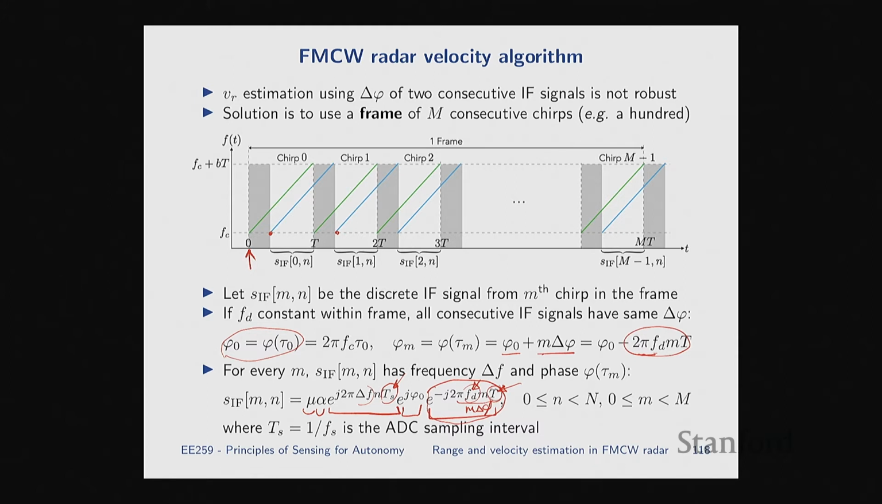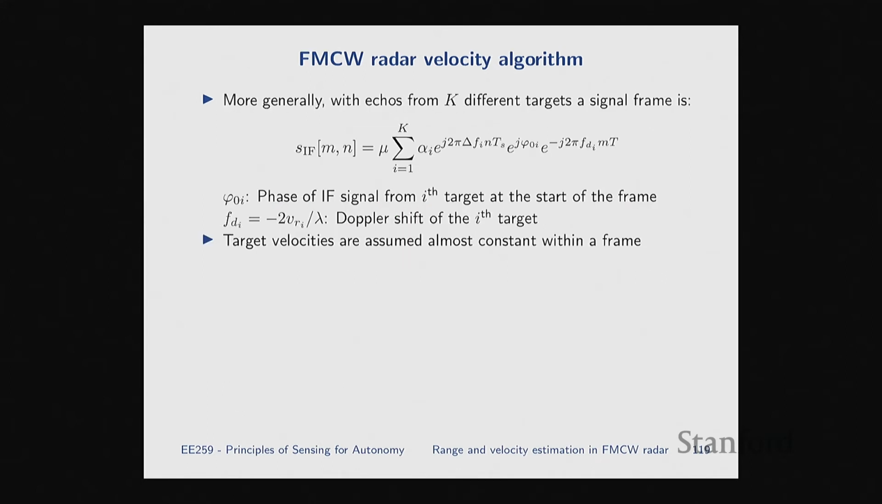So how do we process this? Processing turns out to be extremely easy. Before we do that, you can even make it more general if you have k targets. What happens? You just sum k of these, one for each target that is echoing back to you. So it's the exact same expression. Mu is the same gain for all targets, but every target, going from 1 to k, has its own attenuation factor, its own delta f, which is proportional to the range of the ith target.